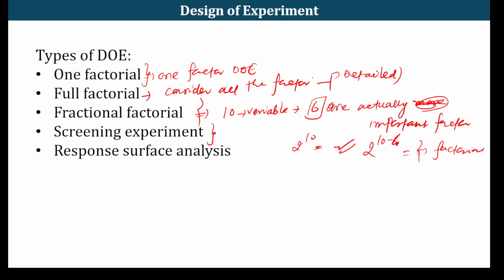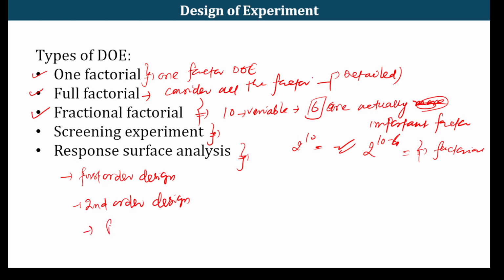Then screening experiment, then response surface analysis also. As of now, we will be dealing with the one-factor and full factorial, then the fractional one. Then the first order design, then the second order design, then we'll have regression.